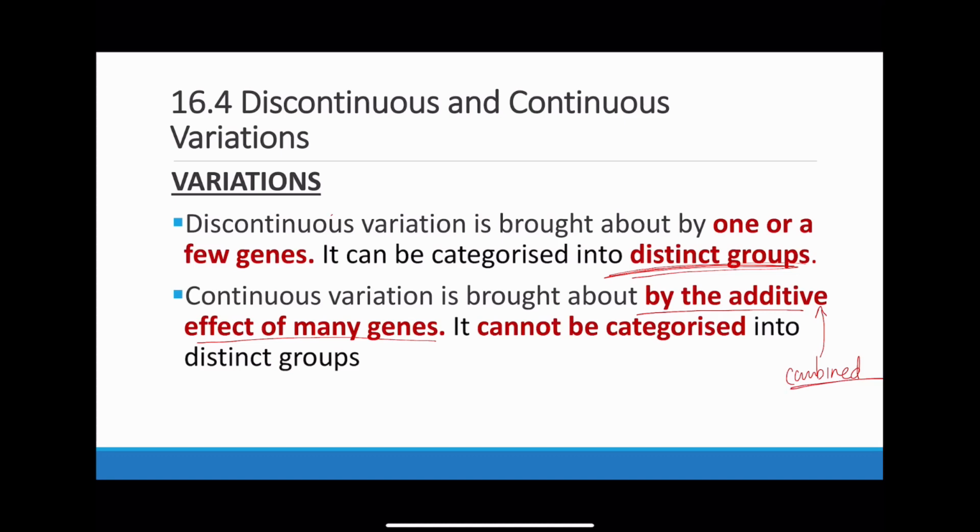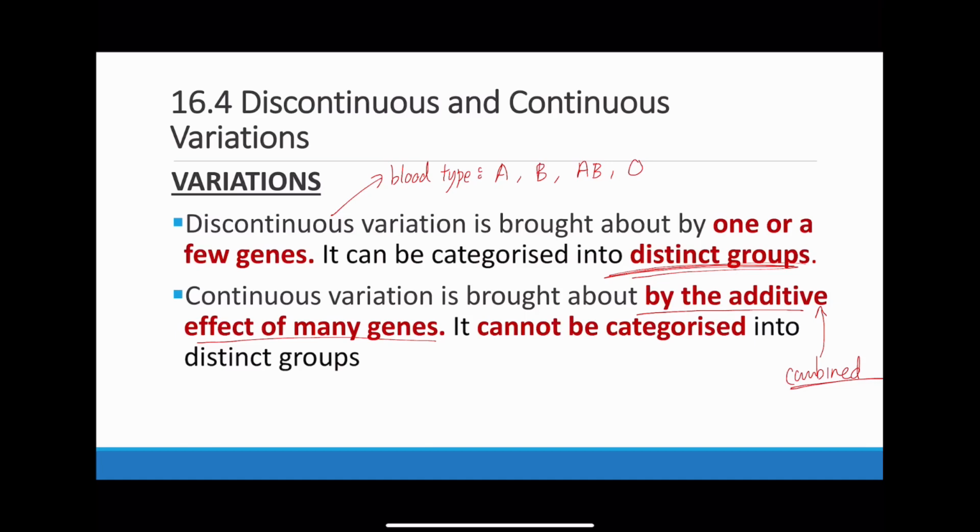One very good example of this discontinuous variation is blood type. For blood type, it is very clear cut: you are either type A, type B, type AB, or type O. That's only these four. There's no such thing as somewhere in between B and O, or between B and AB, or between A and O. There's no such thing as an in-between value that I can take. So this is a discontinuous variation.